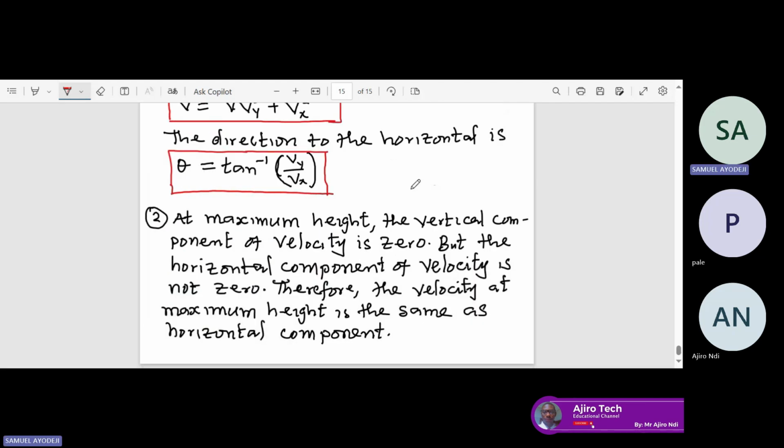What I was saying is that at maximum height, the vertical component of velocity is zero, but the horizontal component is not zero. So take note of that. Now, if the question says calculate the velocity at maximum height, it is the same thing as the horizontal component. They're asking you to calculate the horizontal component, because there is no vertical component. So that's that.